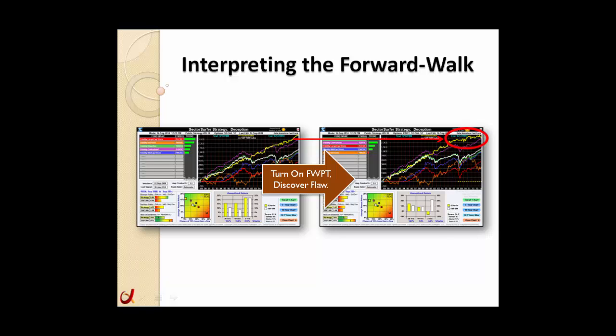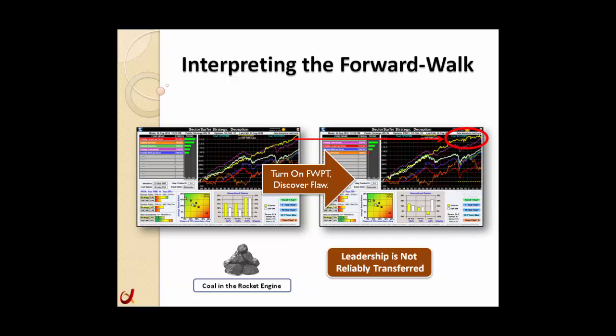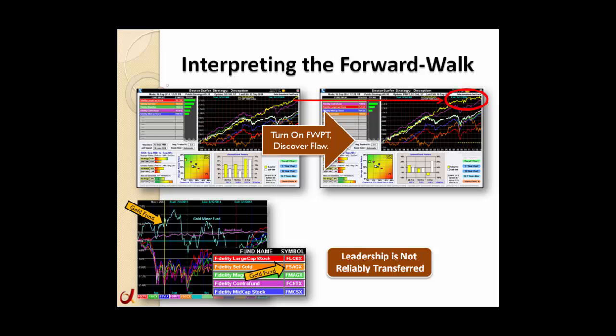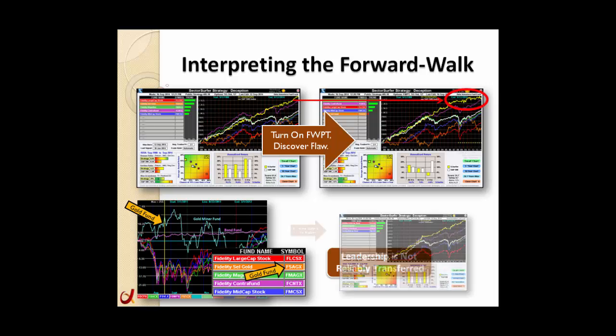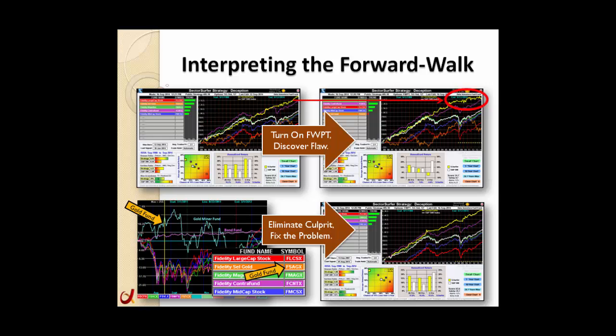However, sometimes the performance of a strategy degrades under forward walk testing, as did this one. Why is that? It likely means that you have some coal in your rocket engine, and that means leadership is not transferred reliably. Forward walk testing is a tool for discovering this problem. It turns out that this strategy includes the Fidelity Gold Fund, previously identified as a commodity fund that upsets reliable transfer of leadership. Your job is to eliminate the culprit and fix the problem. The strategy can now reliably walk forward in time with excellent performance.